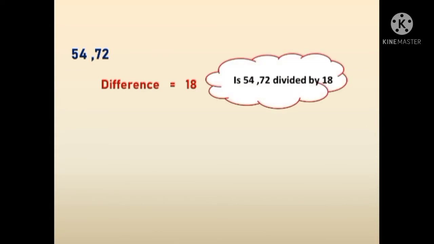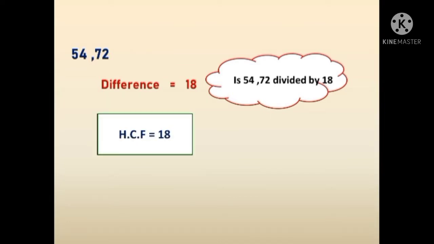Now let us find the HCF for the same problem by using the trick we have learned. If we want to use this trick, we are supposed to find the difference of 54 and 72 first. So the difference is 18. Next, we are supposed to find whether the numbers 54 and 72 are divisible by 18. Yes, because 18 3s are 54 and 18 4s are 72. So the HCF is the difference, that is 18.